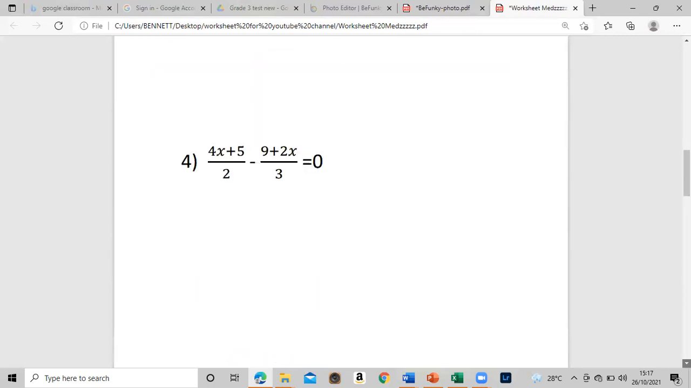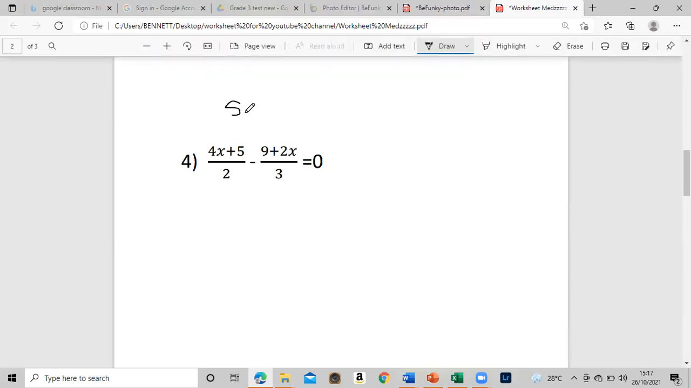Alright, so this one says solve. I don't know why I leave off the instruction. So we're gonna solve for x.